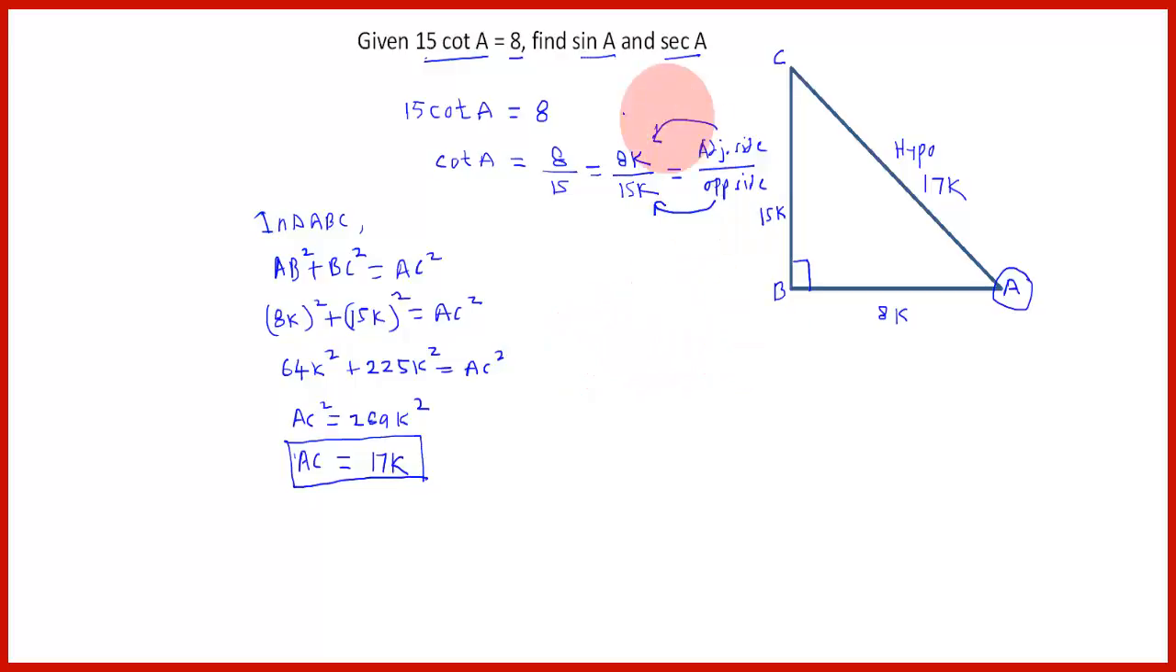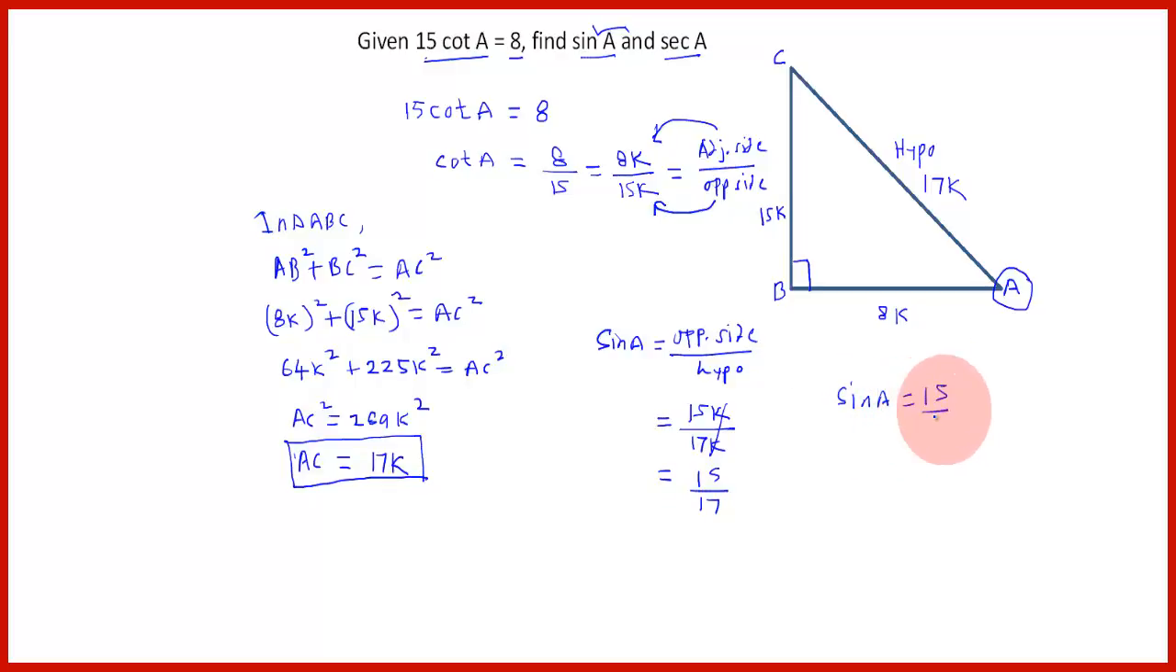Now here you have to find sin A. So sin A is equal to opposite side upon hypotenuse. So which is equal to opposite side is 15k and hypotenuse is 17k, so it will be 15k upon 17k, k will get cancelled, so which is equal to 15 by 17, and so sin A is equal to 15 by 17. Highlight this second step.